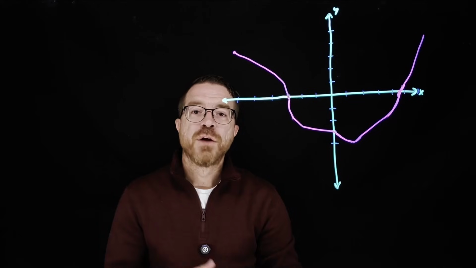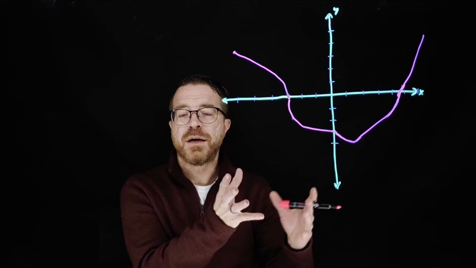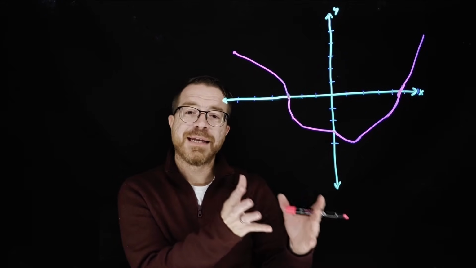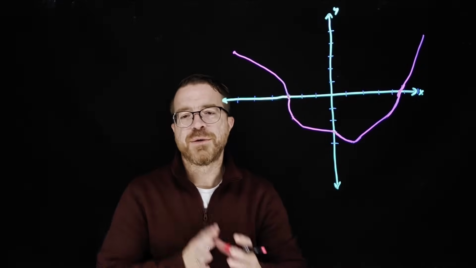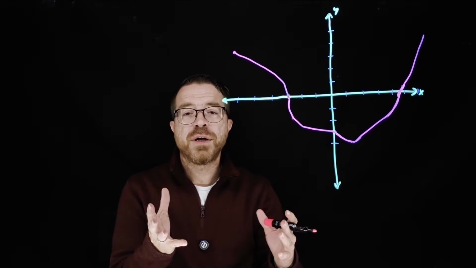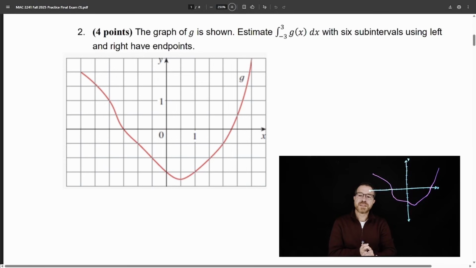under this curve. For question 2, I drew a graph here, and we're going to be trying to figure out what the area under the graph is using right hand and left hand endpoints. So you can see it's not the best drawing compared to what you would see on the screen, but we're just trying to look at how we would do this graphically if we don't know what the actual function is. So problem 2 says, the graph of g is shown. Estimate the integral from -3 to 3, g of x dx with 6 subintervals using left and right hand endpoints.